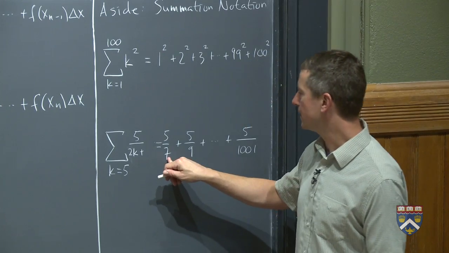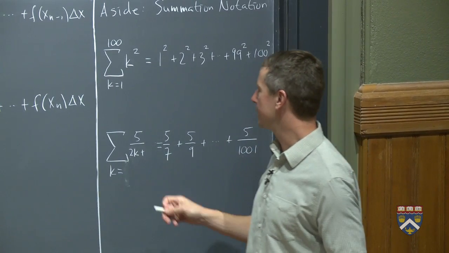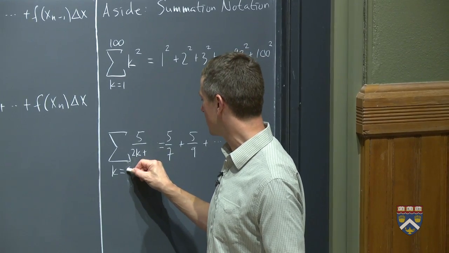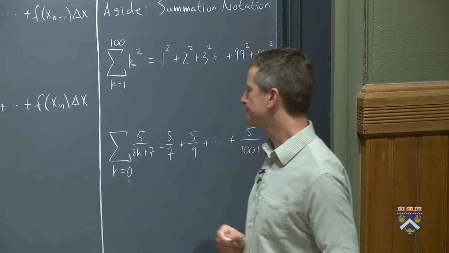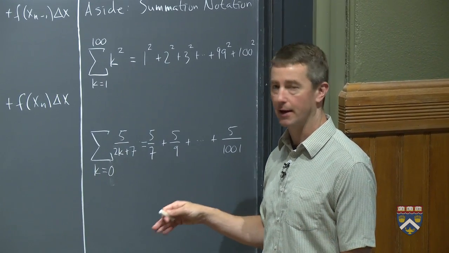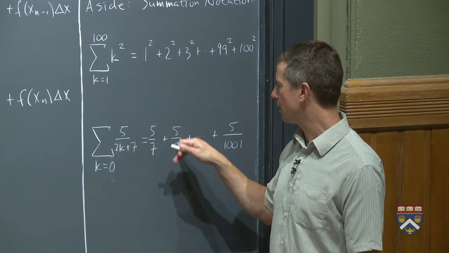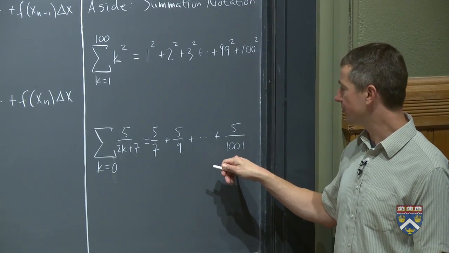And what would we need to put? Well, it's up to us now to decide. So one way to do it would be to start with k equals, say, 0. And then I'd have to put a 7 there. So if k equals 0, I plug in, I get 5 over 7. Looks great. Next one, k equals 1. I plug in 2 times 1 plus 7, that's 9. That's great. And then what's the very last one?